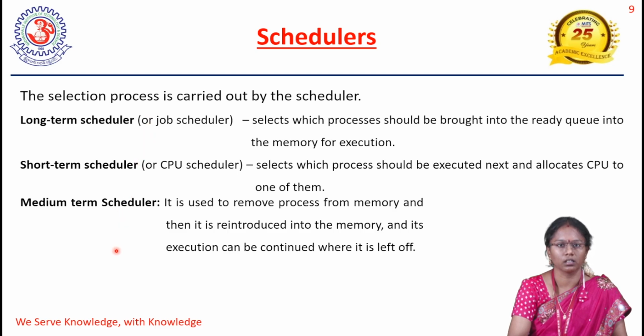If any process wants to wait for something, at that time we have to remove that process from the memory and reintroduce some other process into the memory for execution to be continued. That is the main thing: we should not keep the CPU idle, because if you keep the CPU idle, the performance will decrease. So for all these things we use three types of schedulers: long-term scheduler, short-term scheduler, and medium-term scheduler.